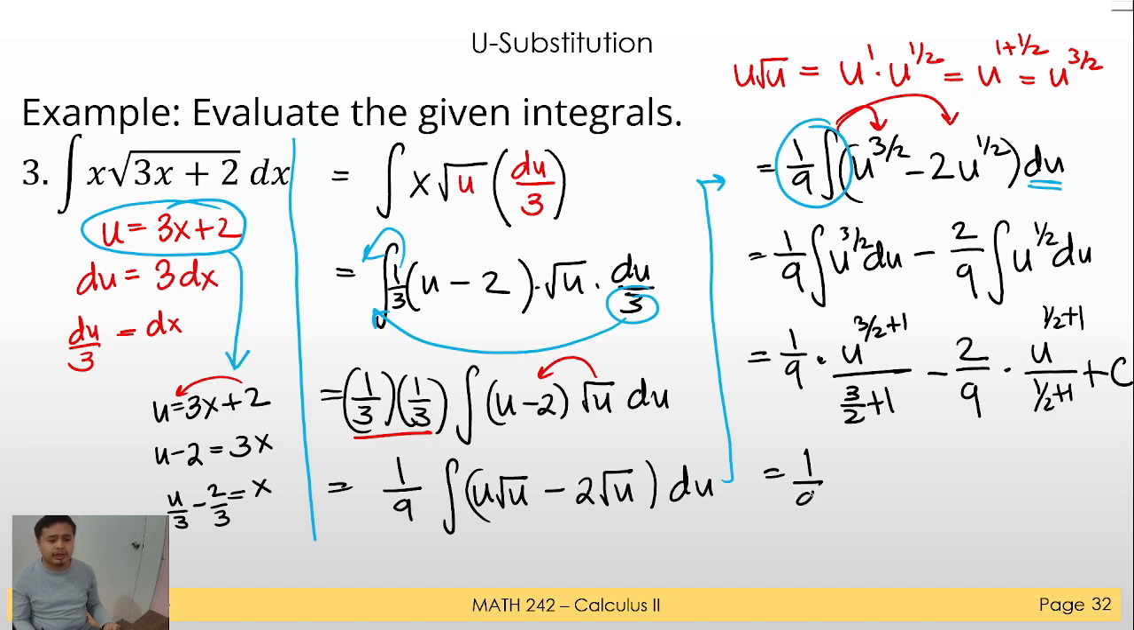Okay, simplifying this, we have here 1 over 9, and then u raised to 5 halves. So 3 halves plus 1 will become 5 halves. And then over 5 halves. And then minus 2 over 9.